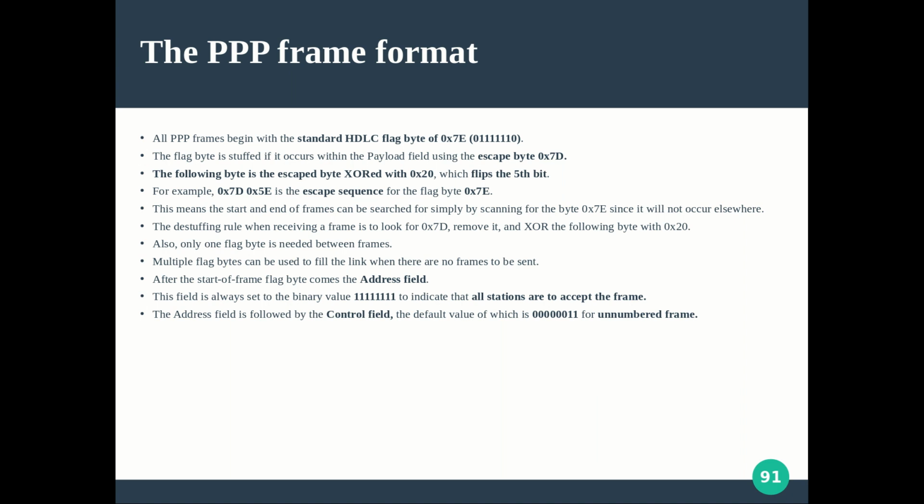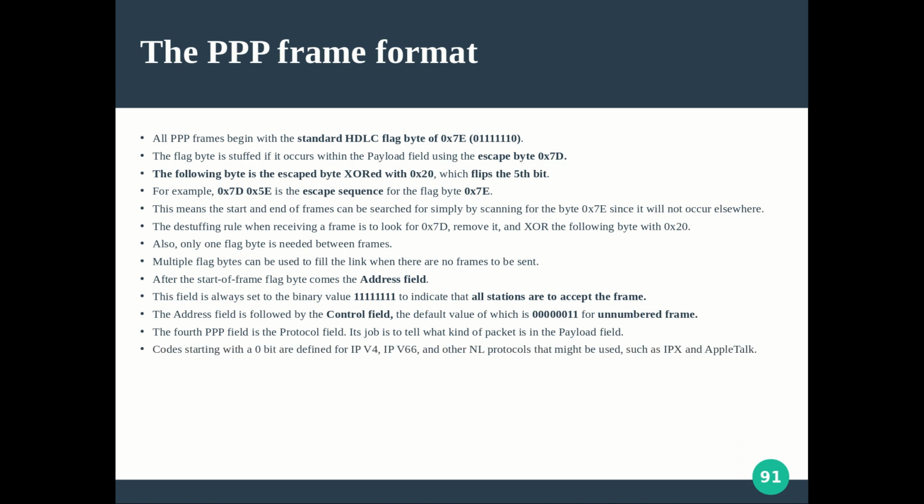Similarly, in the control field, the pattern 00000011 is for unnumbered frames. There is no sequence number in that case. Otherwise, you can make use of this field for providing sequence numbers or some other control information. Now the fourth field is the protocol field. It tells what kind of payload is there, whether it is an IP packet or some other packet. That is the meaning of the protocol field: what kind of payload is being carried by the PPP protocol.